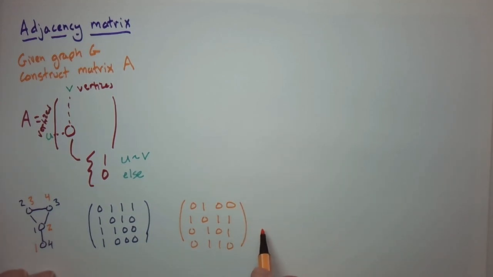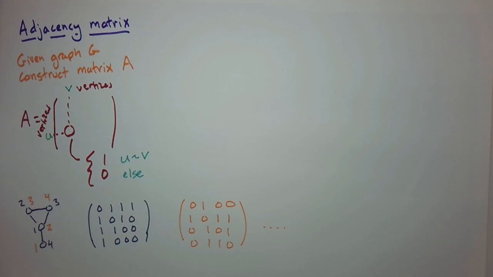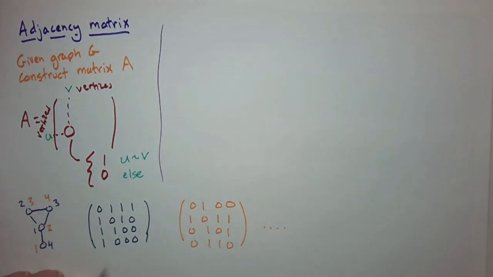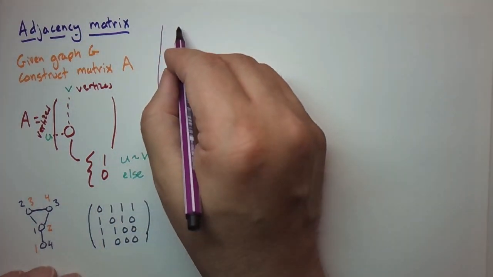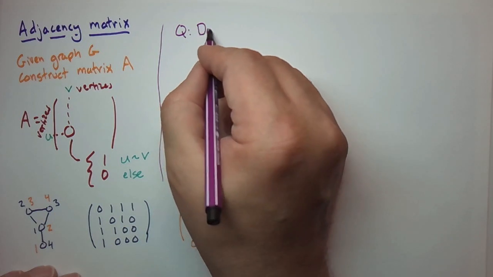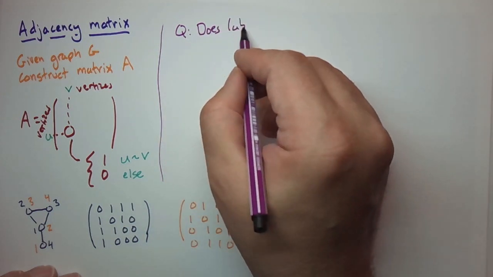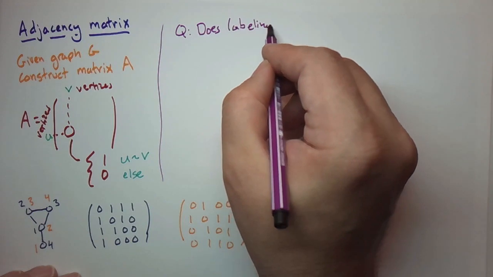Different labelings will result in different matrices. So in some sense, the adjacency matrix is not unique. There's a choice. The labeling you pick will determine what kind of matrix you get. Now, that's a problem, but does the labeling matter? Well, the answer is maybe, depending upon what you want.